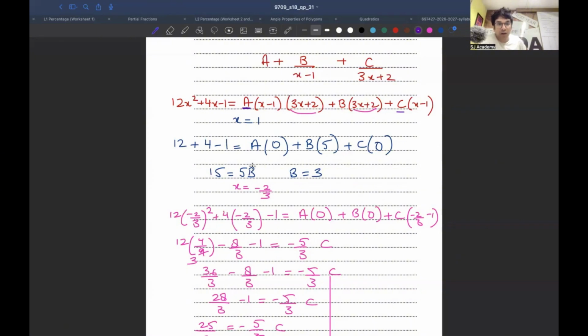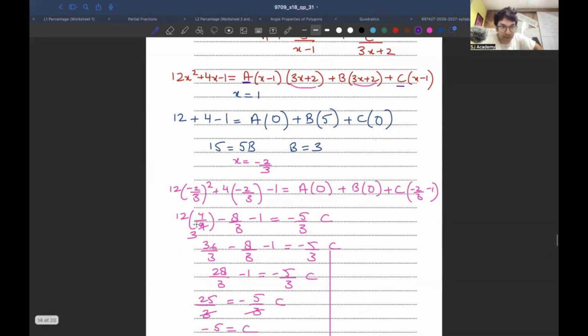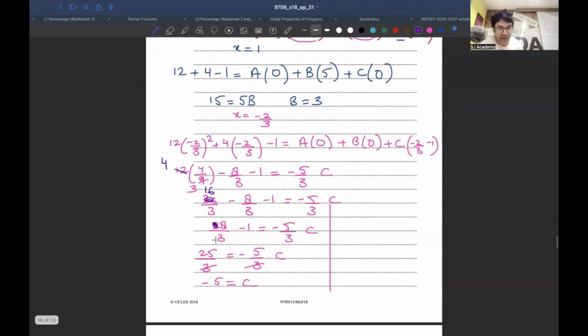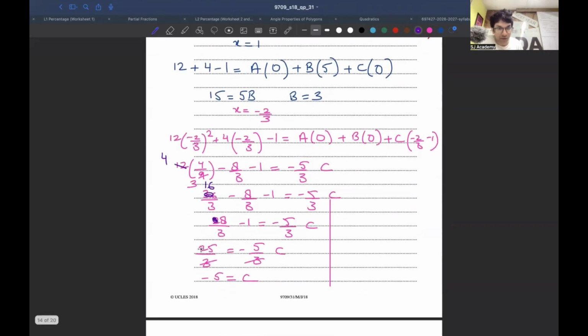Okay, just confirming the answer. So b is equal to 3, and x equal to minus 2 by 3 gives 4 upon 9. Okay, there was a mistake over here. This should have been 3 fours instead of 3 threes, so this would have been 4 times 4 is 16. 16 minus 8, this would have been 8. 8 upon 3 minus 1, so that would have become 5 upon 3. And then 5 and 5 also cancel out. So the value of c would have been equal to minus 1.